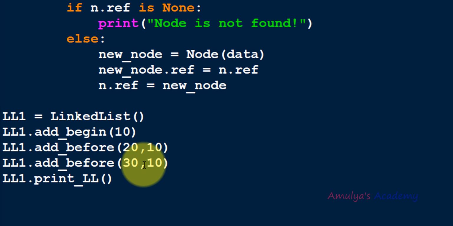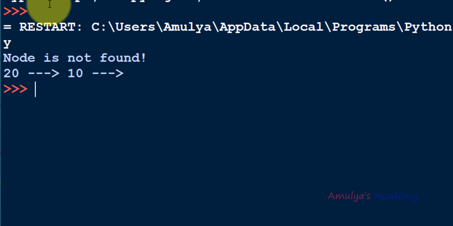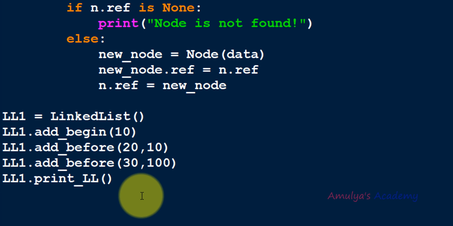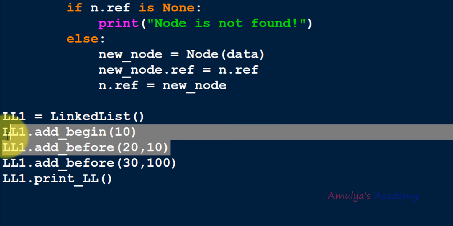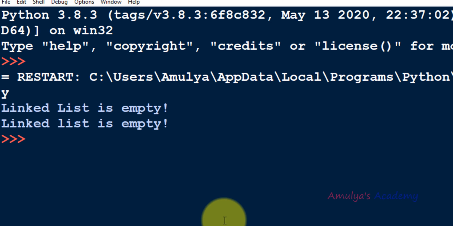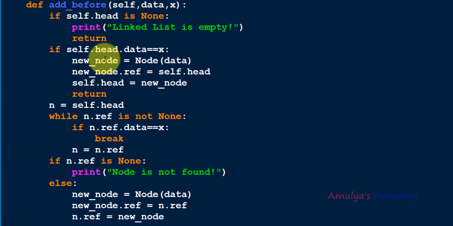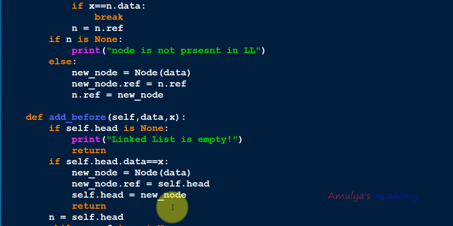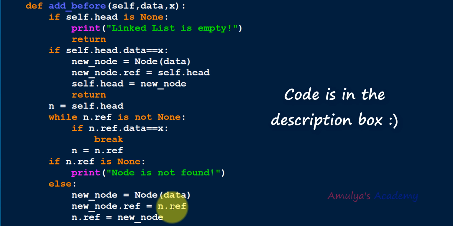If that node is not present in the linked list, for example 100, it is not present in the linked list now, right? So now if I execute this, node is not found and it will print the remaining nodes of the linked list because we are calling this println, that's why. Or if the linked list is empty, we don't have any nodes in the linked list, and if I execute this, it will print the linked list is empty message. We are getting it twice, that is because in this method also we used this message, linked list is empty. Alright, so this is how you can add the element before the given node.